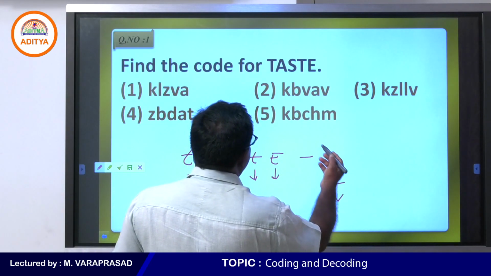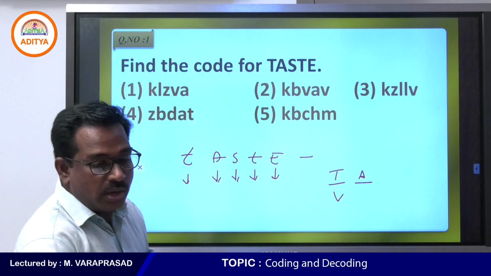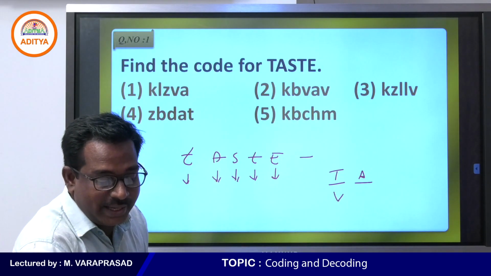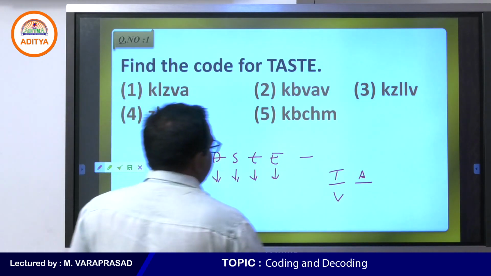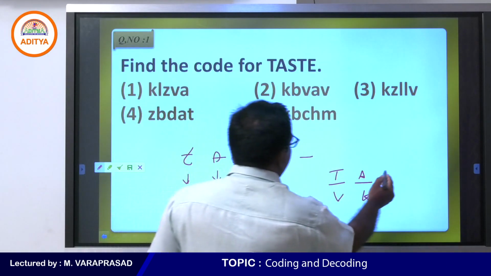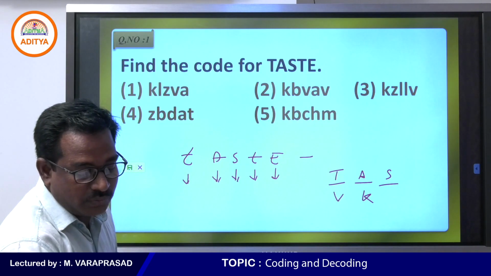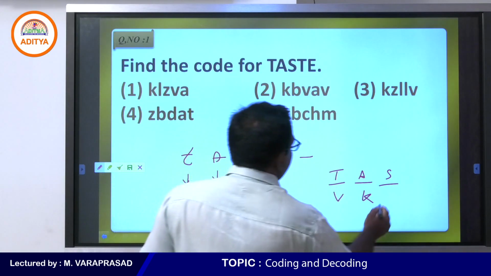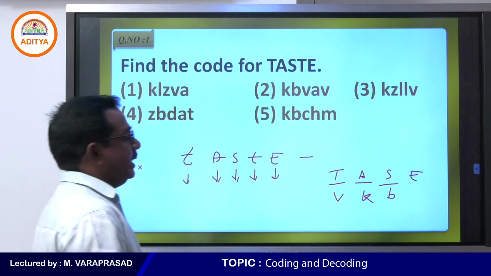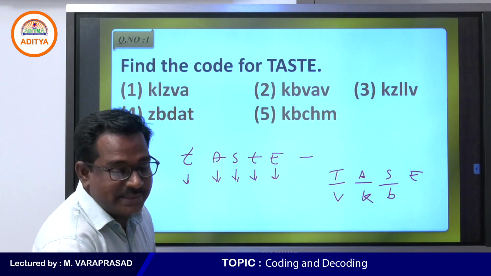So V, K. Next, what is the code word for A? A code word is K. Next one, what is the S code word? S code word is B. And what is the E code word? I have written it, you need to find it out. E code word is A.